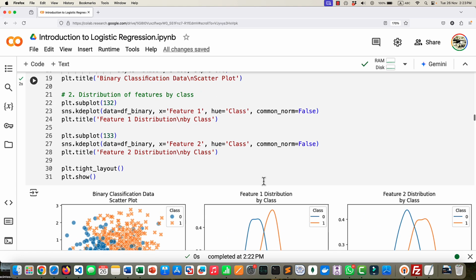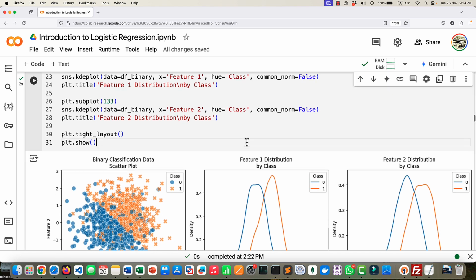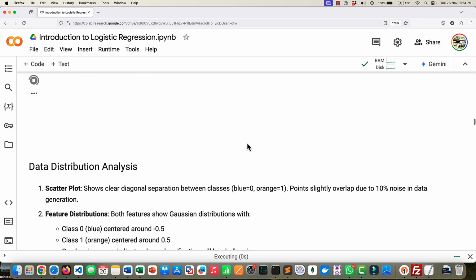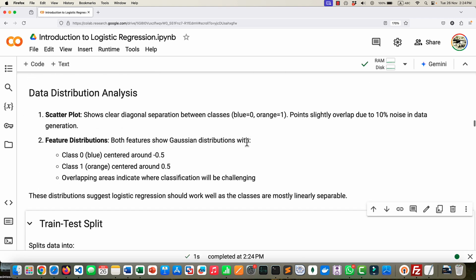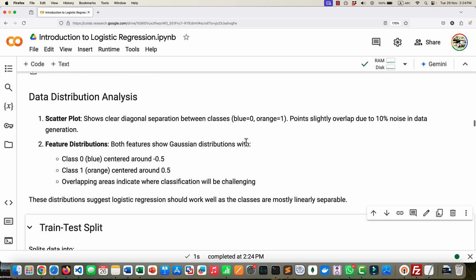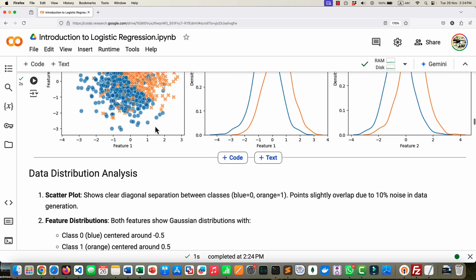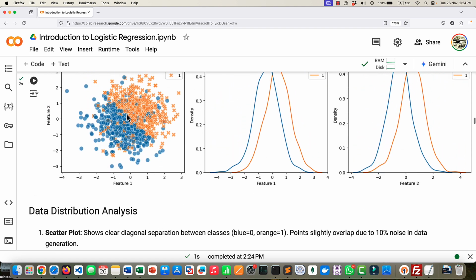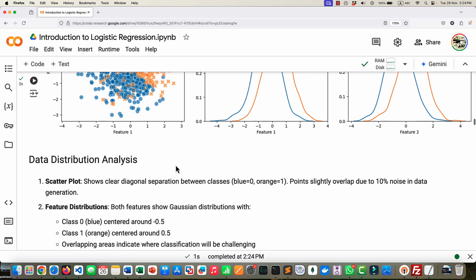So now we have understood our data. Look, we're going to build a predictive model, but still we go through an exploratory data analysis. We need to understand our data. We need to visualize it before going into that level. So this is an interpretation: the scatter plot shows clear diagonal separation between classes 0 and 1. So we can see that there is a boundary line that will separate between both.